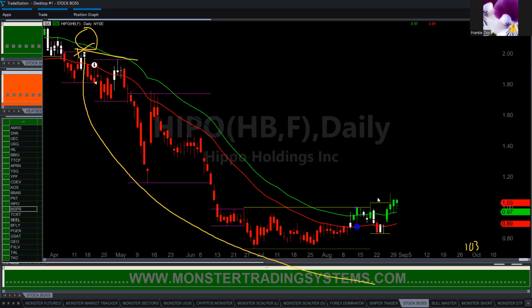Look here, we want to make sure that the buyers are buying, right? We don't want to buy it down here because it could keep going lower. It could go to 50 cents. It could go to 25 cents. It could go to 0, right? So we're going to buy it here.